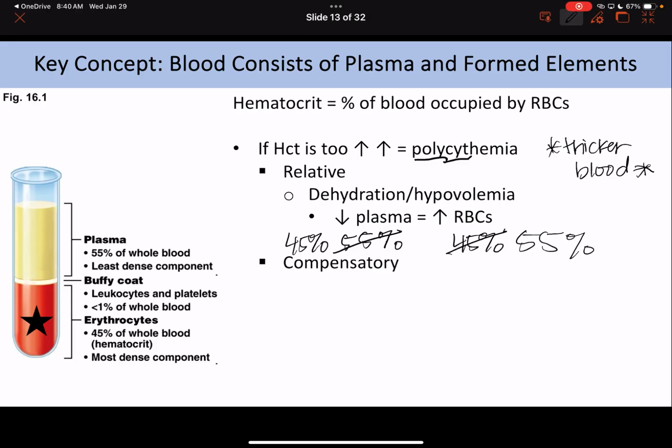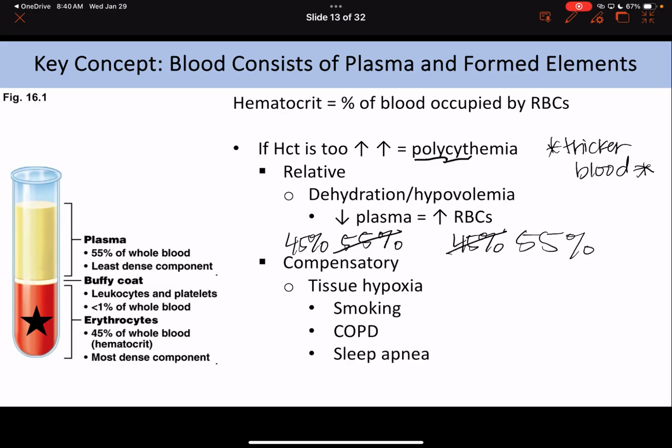Other times, it can be compensatory. And that is because we have tissue hypoxia. So with compensatory polycythemia, that means that our tissues are not getting enough oxygen. And so our kidneys produce more EPO to get us to produce more red blood cells to increase that oxygen carrying capacity. But then that makes our blood thicker if we're making more red blood cells than normal. But this is to compensate for the lack of oxygen.